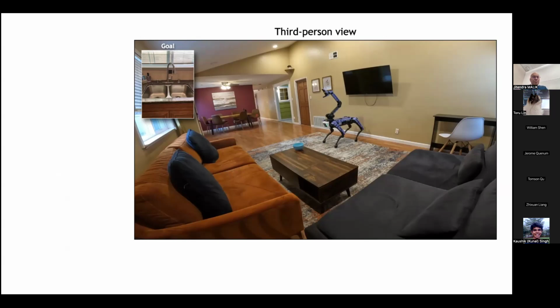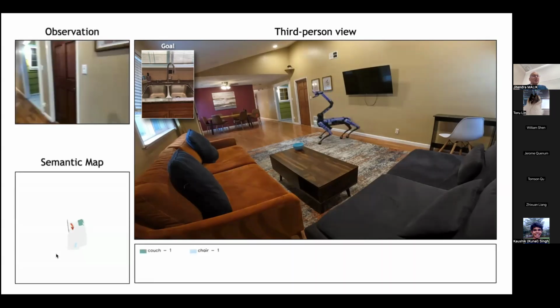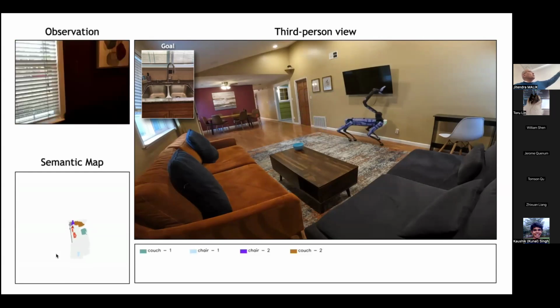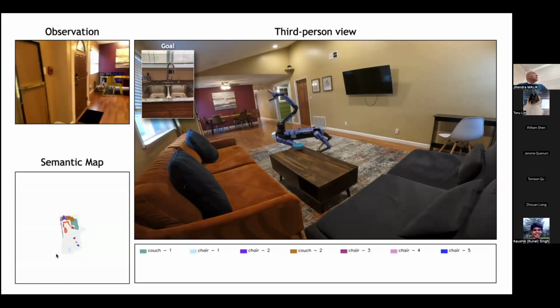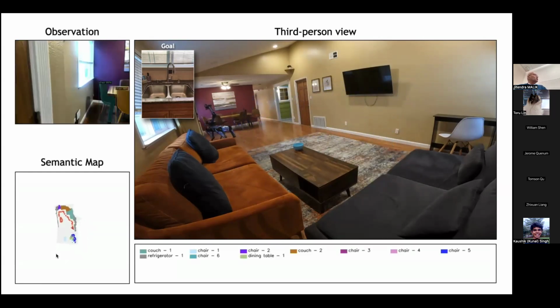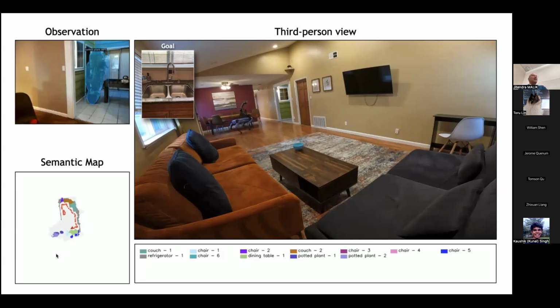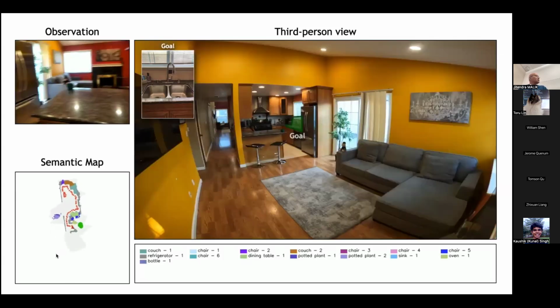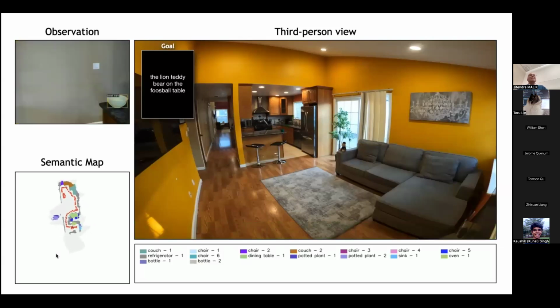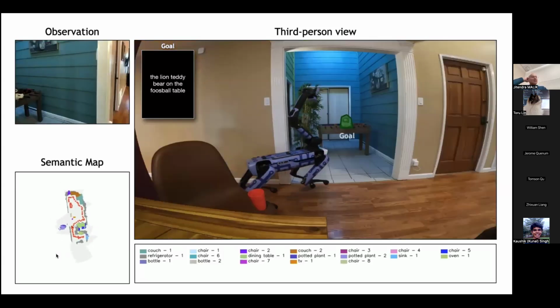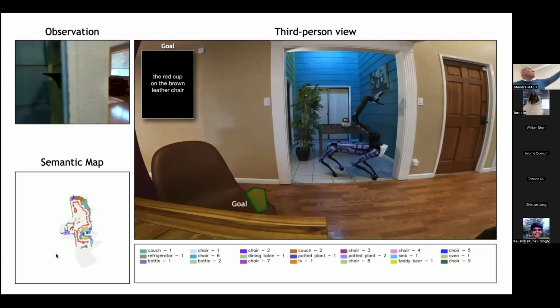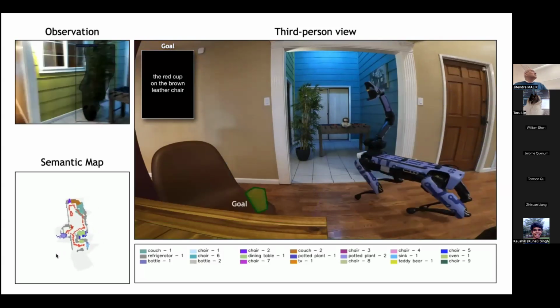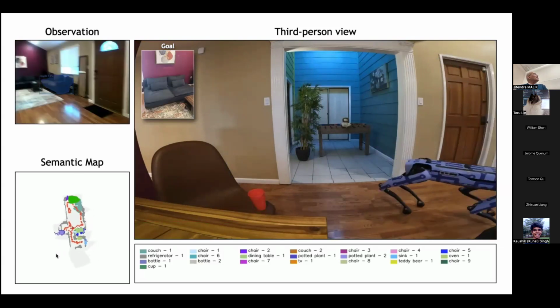Okay. So now let's just play this out. So observation. This is what the robot sees. There's a goal. It'll keep going, and at the bottom, what you see is what it's recording as the objects it sees, right? So you see all these objects it sees. Then it's declared success. It found the kitchen sink. Now it's been told, go to the red cap on the brown leather chair.